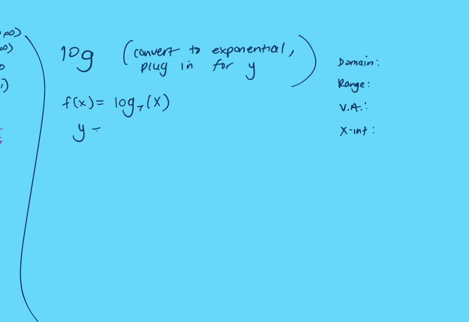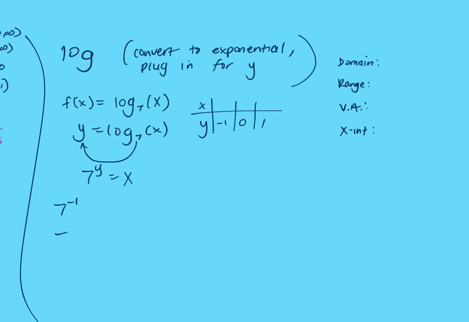I change this to y. I convert it to exponential. So 7 picks up the y and equals x. And then I plug in for y. So 7 to the negative 1, 7 to the 0, and 7 to the first. So 1/7, 1, and 7.